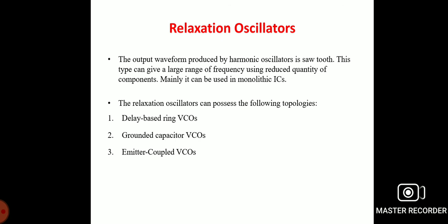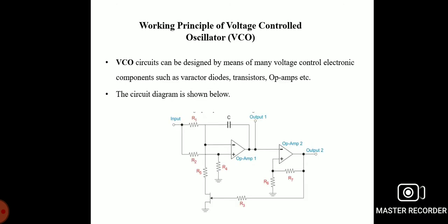Now we move on to the relaxation oscillator. The relaxation oscillator can possess the following topologies. Number one, delay based ring VCO, grounded capacitor VCO, emitter coupled VCO. And then the working principle, the voltage controlled electronic components such as varactor diode, transistor, operational amplifier. It can be combined with two operational amplifiers, with the input and output signal fed back through the input resistance.